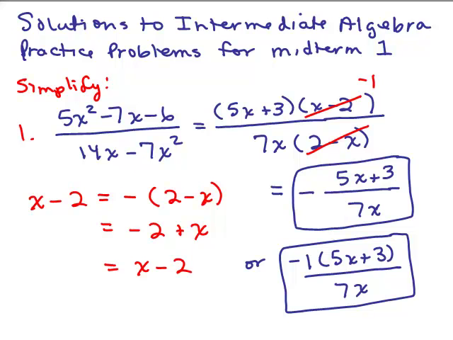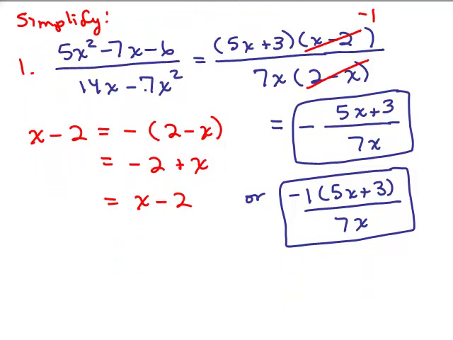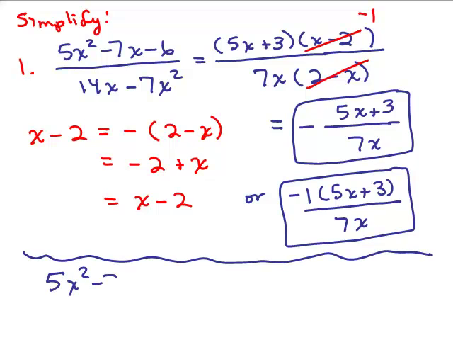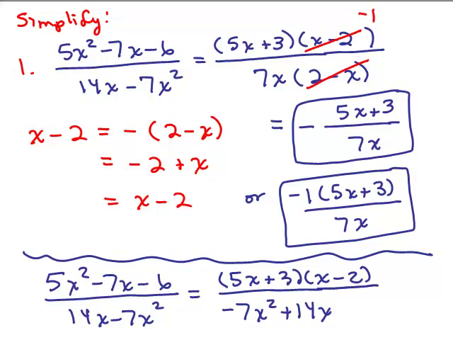An alternative way of factoring the denominator in the beginning is to factor out a negative 1 first. So if I were going to do this problem a different way, 5x squared minus 7x minus 6 over 14x minus 7x squared. Some people like to rewrite the problem so that it's in descending form, the x squared first. So if I did that, I'd have negative 7x squared plus 14x. And in the numerator, I can factor that because it's already in descending form. 5x plus 3 times x minus 2.